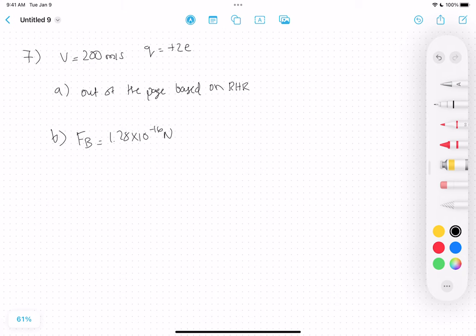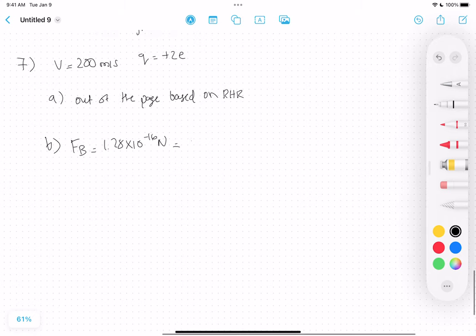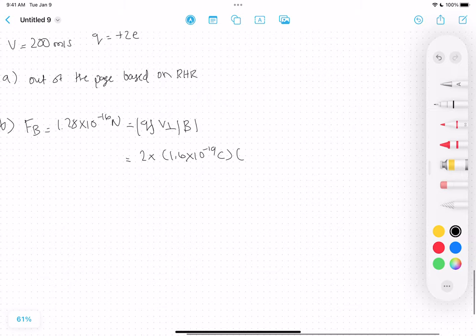So we know that to calculate the magnetic force, that's equal to QVB, so it's the magnitude of the charge of the particle times the perpendicular component of the velocity, and then times the magnitude of the magnetic field, right? So we have the magnitude of the charge, that's 2 times the charge of an electron, so 2 times 1.6 times 10 to the negative 19 coulombs, times our perpendicular component of the velocity. That was the 200 meters per second, but here's the thing. 200 meters per second is just the regular velocity of the particle. But keep in mind that they're asking for the perpendicular component, right?